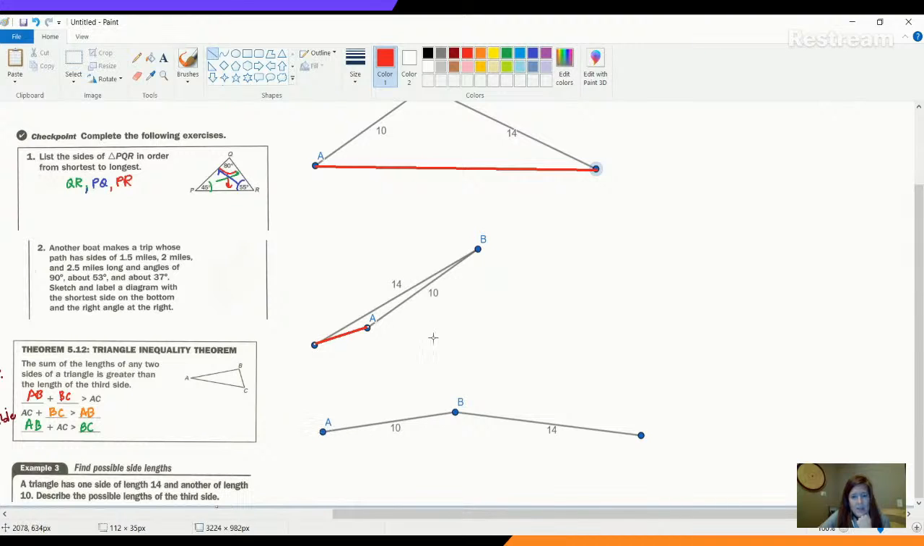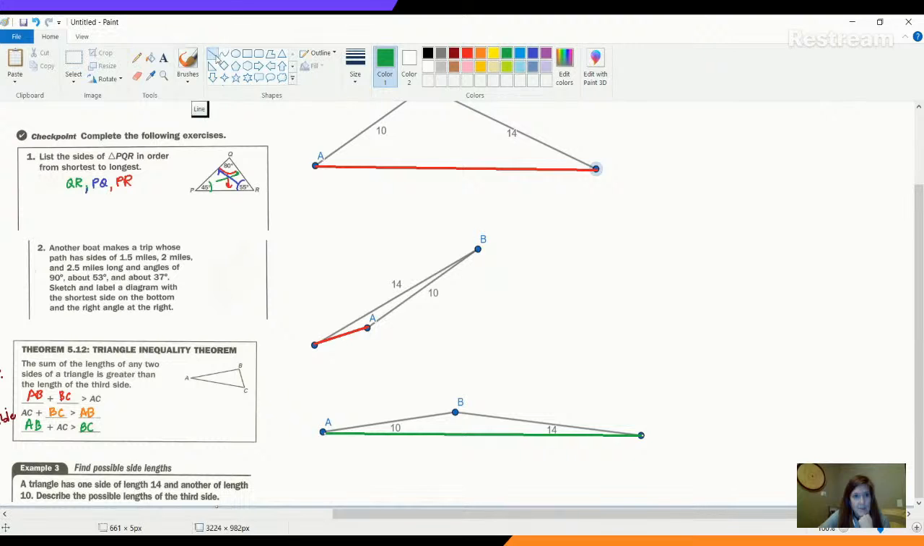Or what if instead of making angle ABC really small, I made angle ABC really big, almost the biggest obtuse angle that I have? If I did that, then I'm going to have a side that's really large, right? So I don't know exactly what those are. I could get out my ruler and measure it using my tool, but I can use this triangle inequality theorem to figure out what the possibilities are.